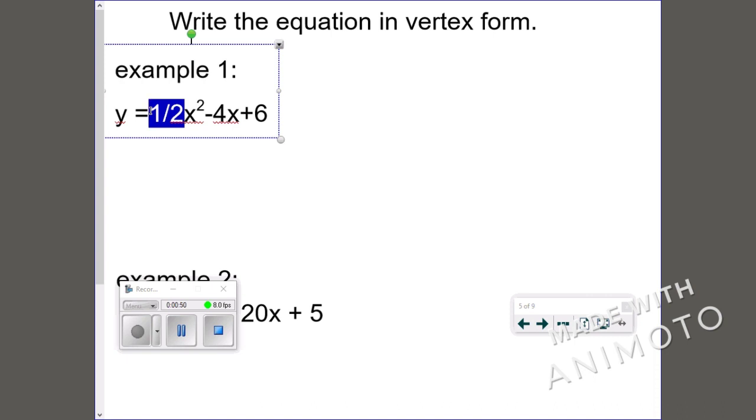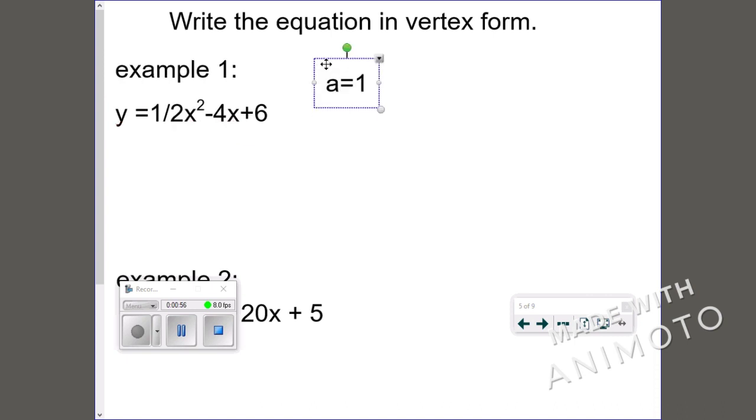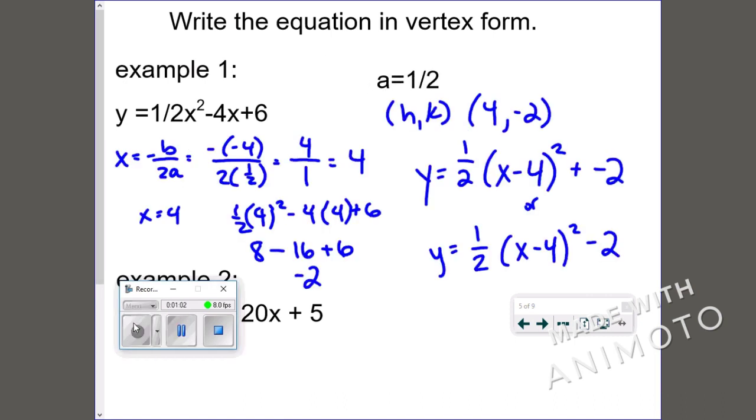And then once we have a and once we have hk, we can write our equation in vertex form. We already know a is 1/2. So let's go work through the math to find the vertex. Okay, so opposite b over 2a is negative 4, since b equals negative 4, over 2 times a, which is 1/2. So negative 4 is 4. 2 times 1/2 is 1. 4 over 1 is 4.